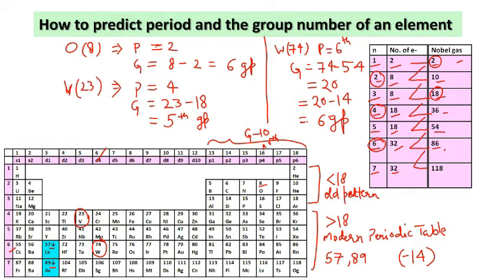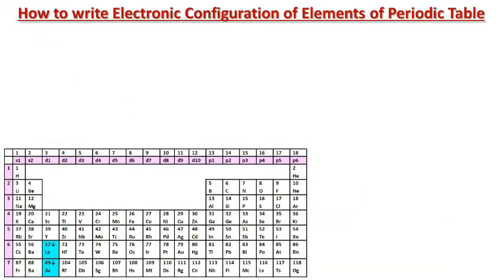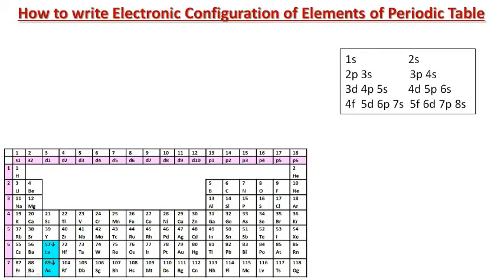I hope you understand how to predict the period and group number for any element. You can try by yourself for any element. Now we will learn how to write the electronic configuration of any element of the periodic table. For this, what do we have to remember? We have to remember the trick which we discussed in our last lecture.